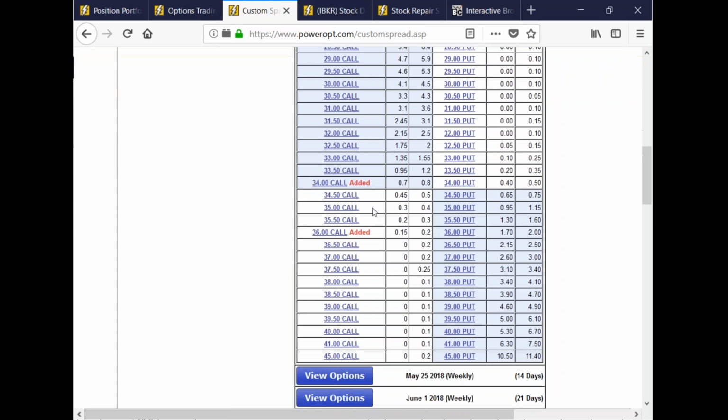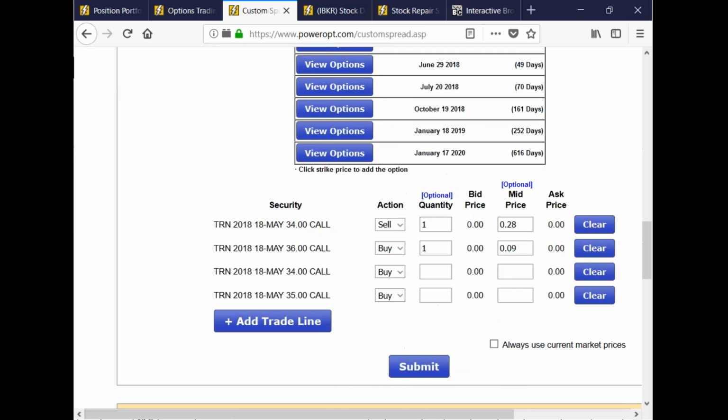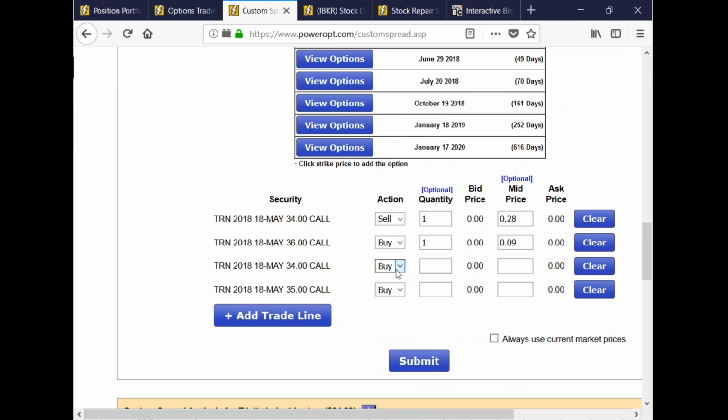So what am I doing? I'm going to buy to close this at about 75, and I'm going to sell the 35 at 35. I'm not moving this one at all. Not moving the 36 at all. I'm not going to touch it. This isn't going to work, by the way. But that's okay. What would it look like?